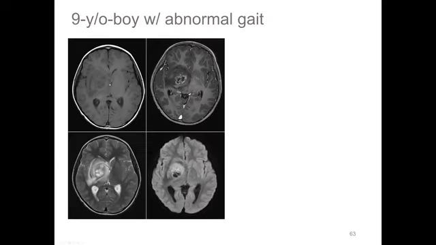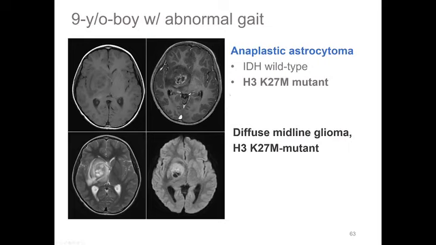So this is a 9-year-old boy with abnormal gait. We see a very heterogeneous tumor centered in the right basal ganglia. We see heterogeneous enhancement, and looking at the T2, some necrotic change but also some solid portion, and it shows restricted diffusion, but there is a non-enhancing part. That means this is a high-grade tumor, not pilocytic astrocytoma. This turned out to be an anaplastic astrocytoma, could be IDH wild type, and this case carried the H3K27M mutation.